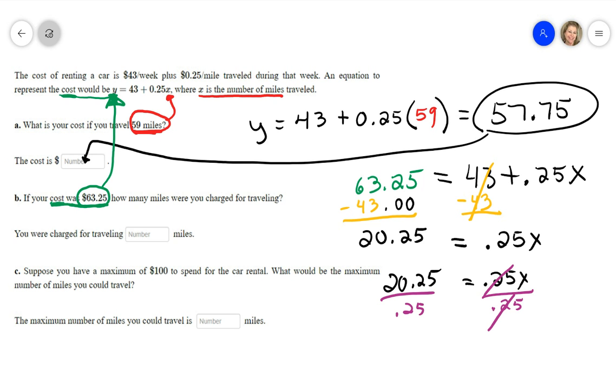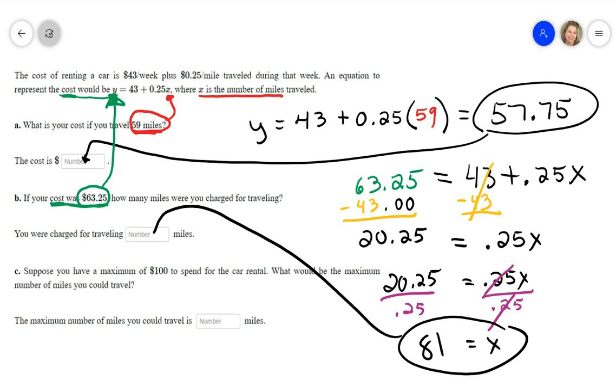Cancels out on the right. There's my x, which represents the number of miles. And now I'll grab my handy dandy calculator. 20.25 divided by 0.25 goes 81 times exactly. So the number of miles is 81. You just type in the number. Mobius already has miles.